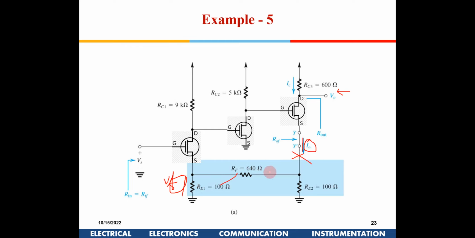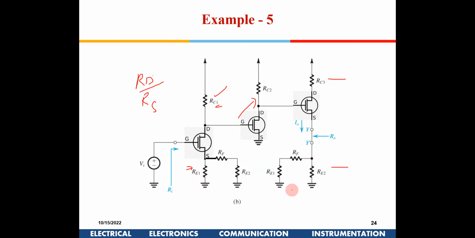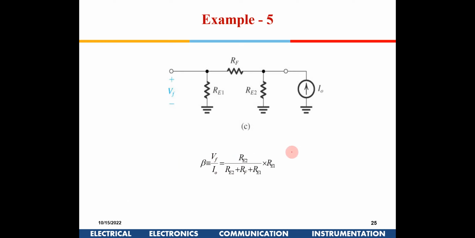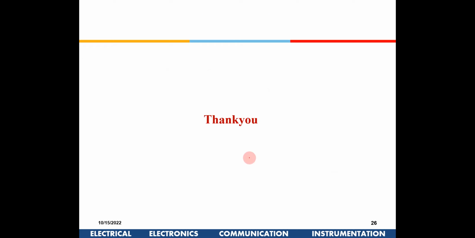So now what is the current going here? It will be I0 into RE divided by RE1 plus RF. That will be the current which will be flowing here, and what will be the voltage? That current into RE1. So you have to find out the relation between I0 and the feedback voltage from this circuit to find beta. So that has been done here. You can have a look at this.